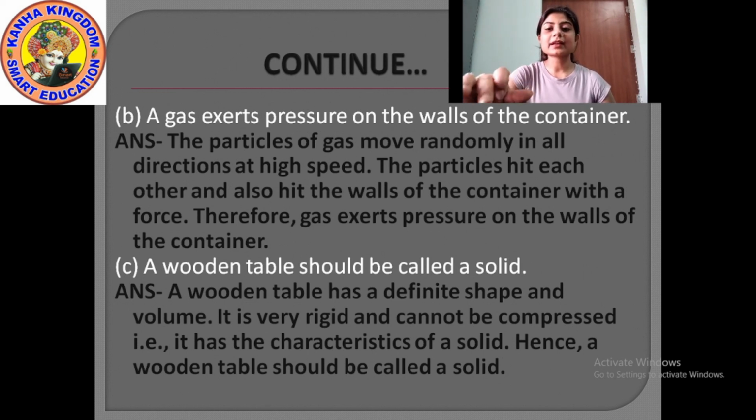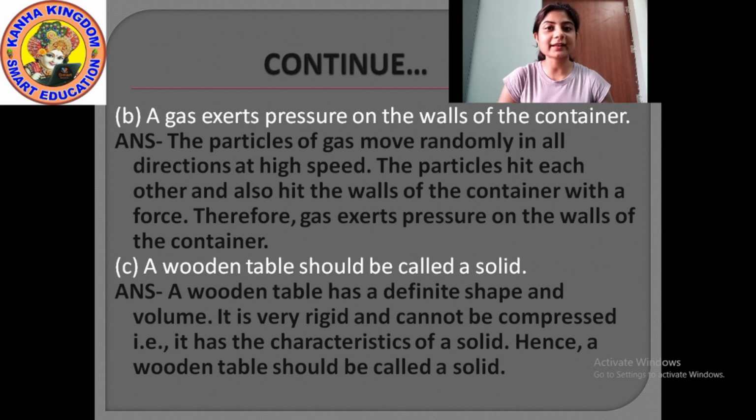Then answer number 7c. A wooden table should be called a solid. Why? Let's read out the answer. A wooden table has definite shape and volume. It is very rigid and cannot be compressed. You cannot break the table easily. That is, it has the characteristics of a solid.